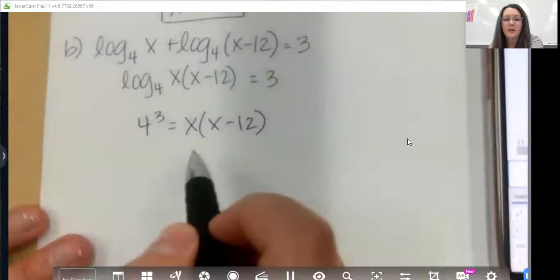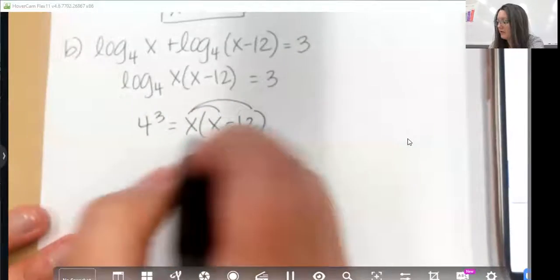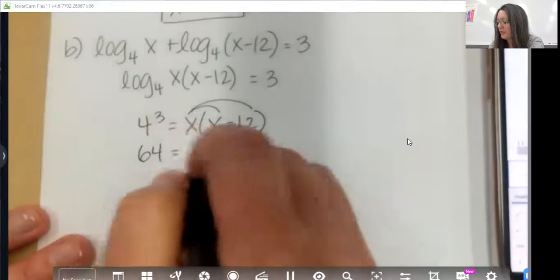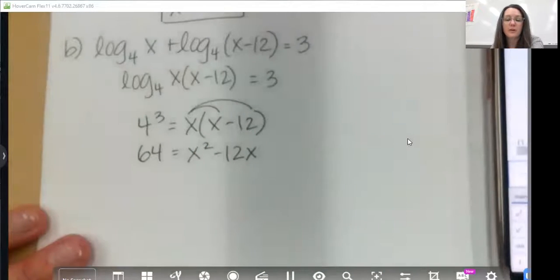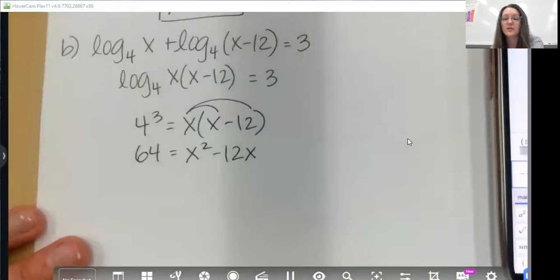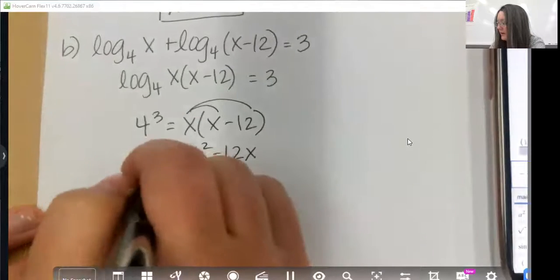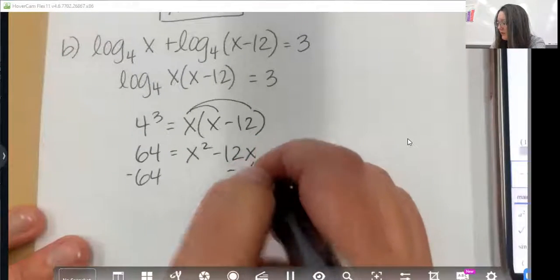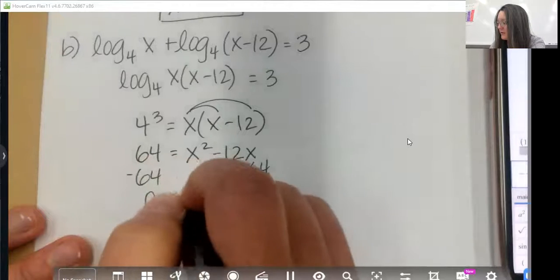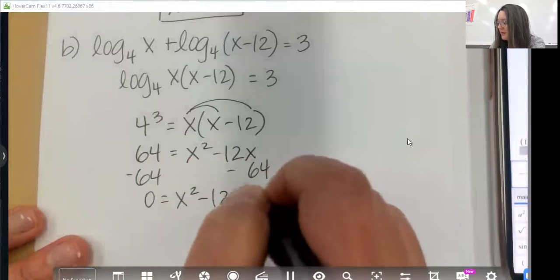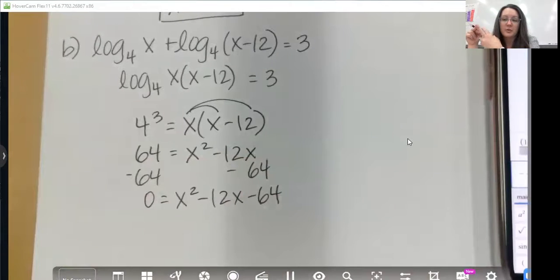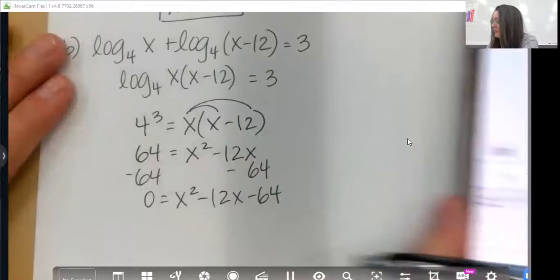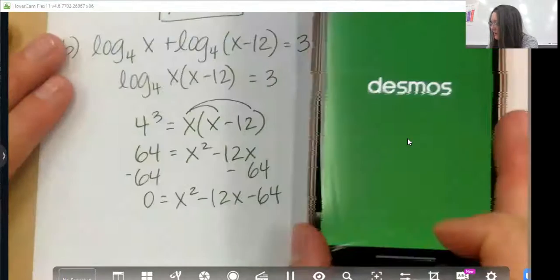All right, so I'm going to go ahead and distribute here. So I have 64, that's 4 to the 3rd, equals x squared minus 12x. What do you do when you have an x squared and an x? You put everything on one side and you try to factor. So that's what we'll do. We'll put our 64 over here. So we have 0 equals x squared minus 12x minus 64. I'm going to either factor, or use the quadratic formula, or I can graph it and see where my zeros are. Let's go ahead and graph it just so we can save ourselves some time.